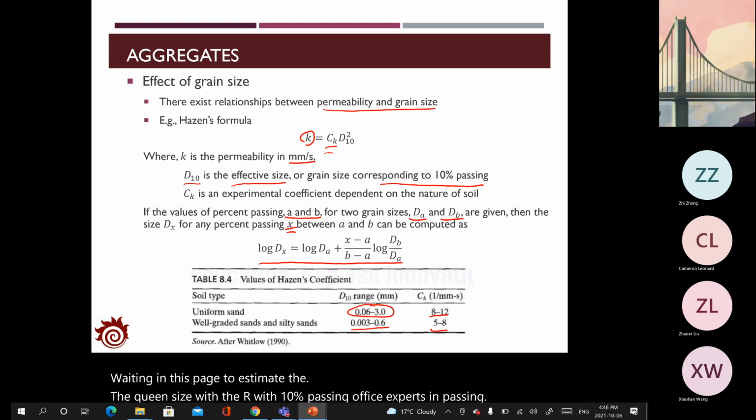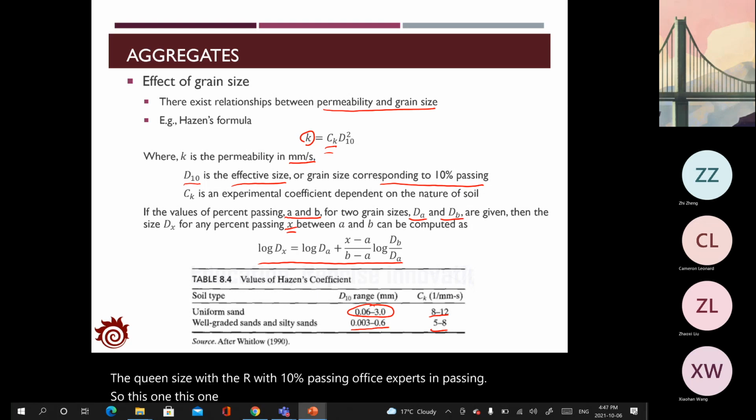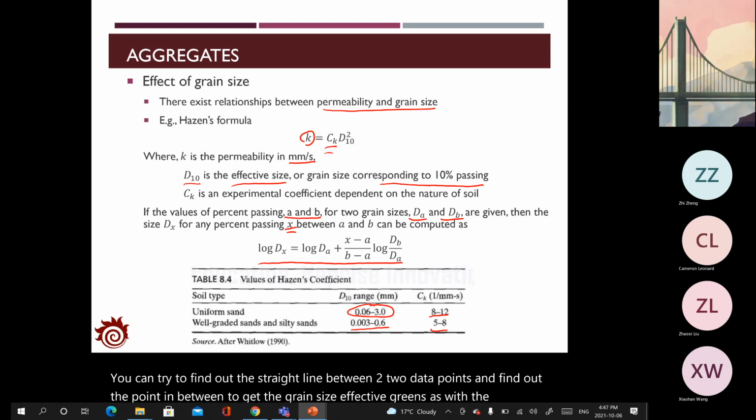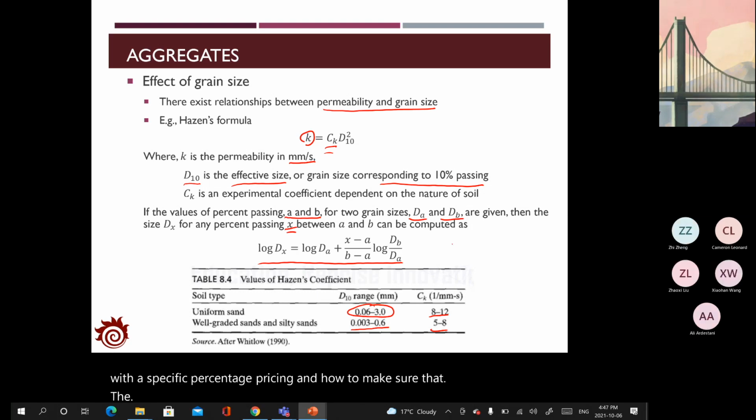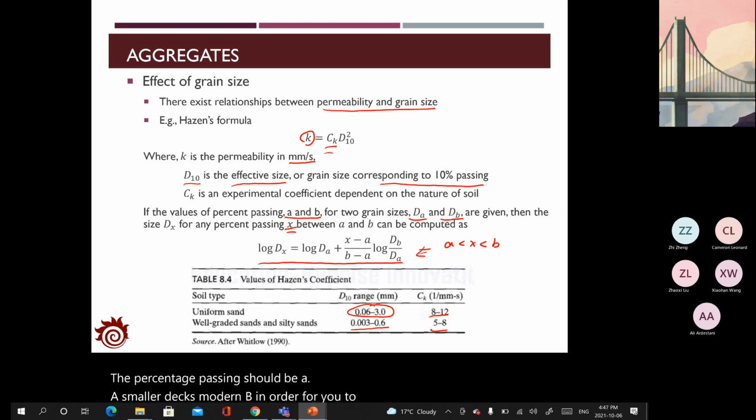This generally shows the linear relationship between the log effective size and the different percentages. So on the log plot, you can find the straight line between two data points, and then find the point in between to get the effective grain size with a specific percentage passing. And you have to make sure that the percentage passing satisfies A smaller than X smaller than B in order to apply this equation.